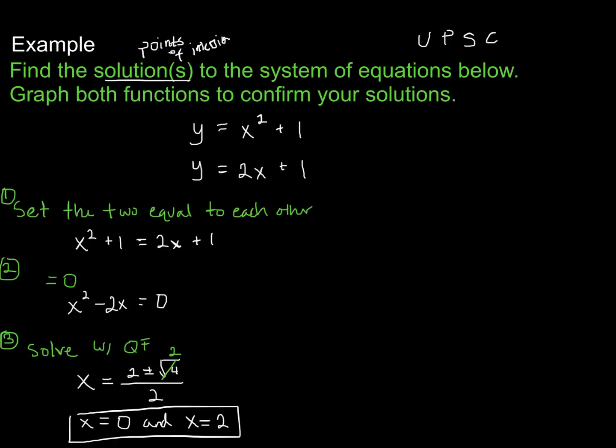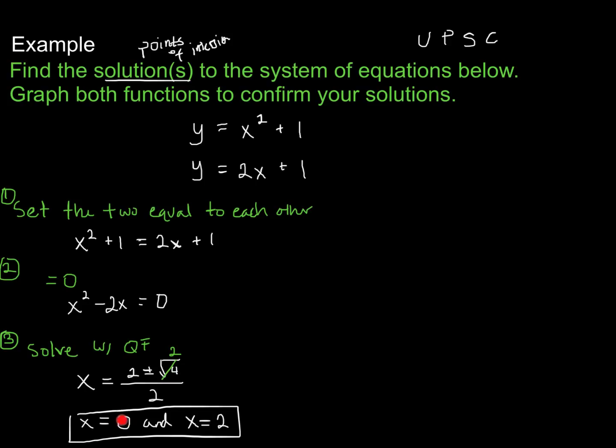Okay? So those are the x values for which my two functions will intersect, where my quadratic and my linear function, my straight line, will intersect. Now, I can go ahead and find the actual points by plugging 0 in for my x value into either one of these equations. Remember, either one is going to give me the same y value back out.